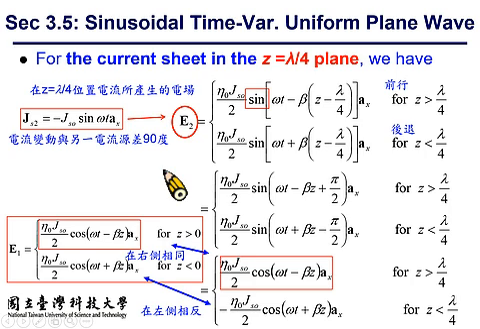For this region. And now we have three regions. One is the region at z greater than lambda over 4. The other is z smaller than 0. And the region in between.